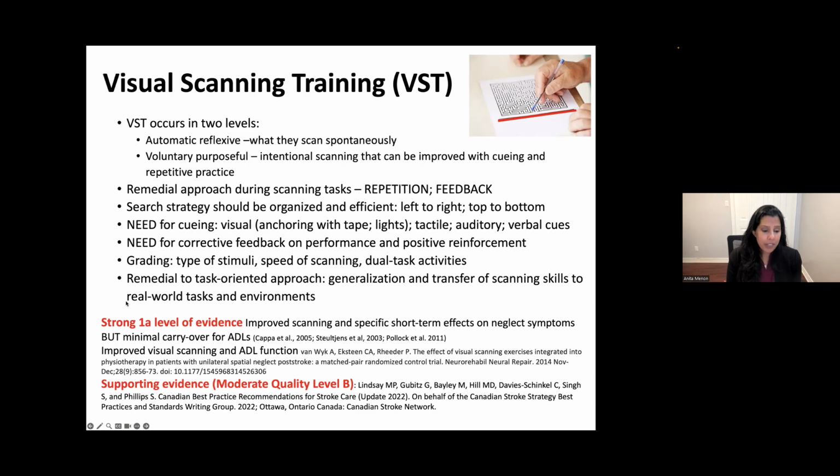So what we found in using these strategies is that there is 1A level of evidence, so very high levels of evidence from RCTs, more than one RCT, documenting that these visual scanning training tasks improved scanning. Depending on the study, the earlier studies showed minimal carryover in ADLs, but over time, in more recent studies, like this particular one done in 2014, there were actually improvements in ADL function as well, not just in visual scanning, with improved Barthel scores on the Barthel Index.